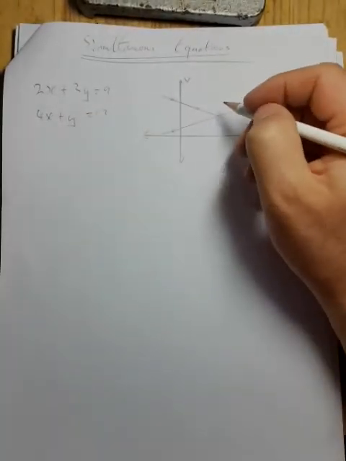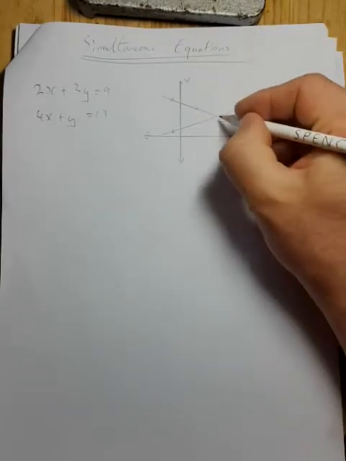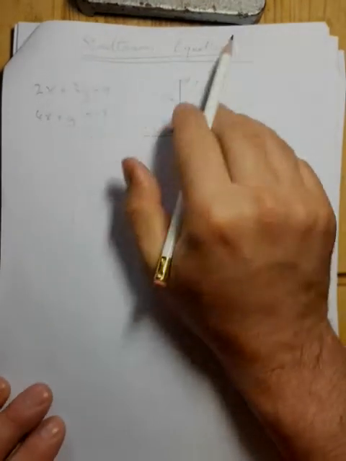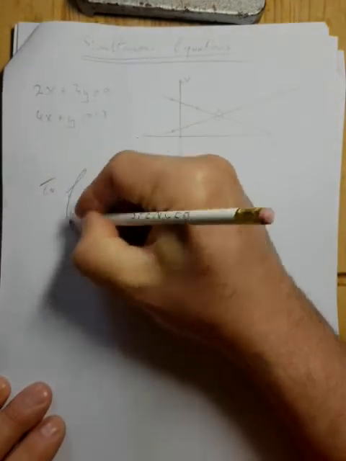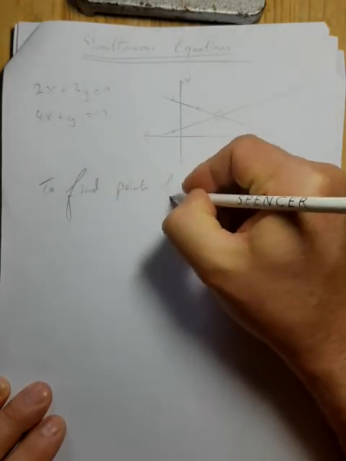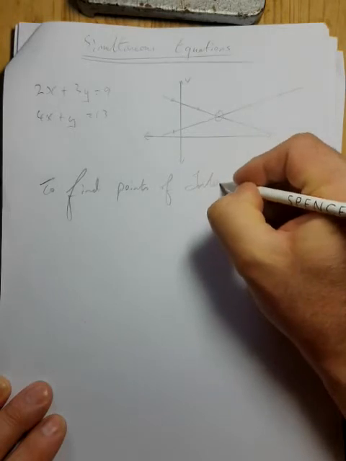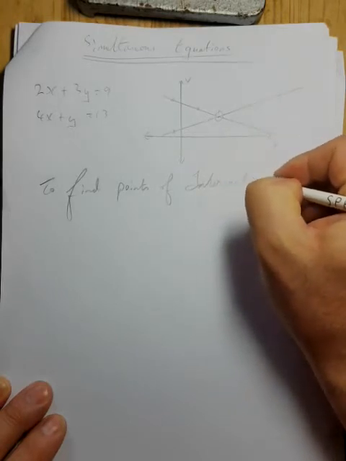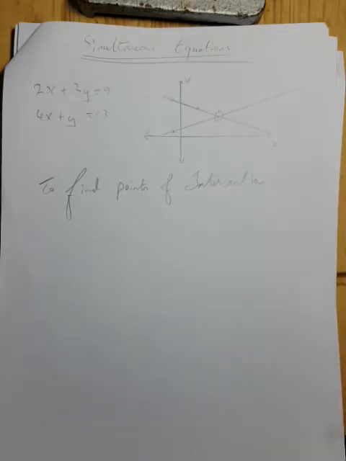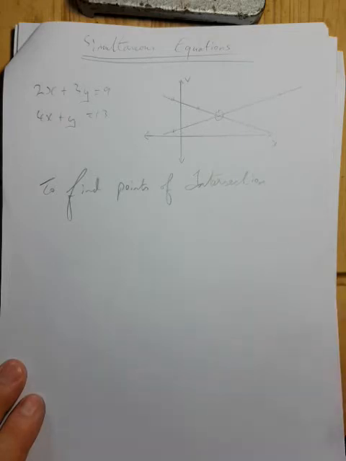If I solve a simultaneous equation, I am finding this point here. It's the point of intersection of the two lines. So that is the point of simultaneous equations. It is to find points of intersection. That is why we do them, okay? That is the reason.